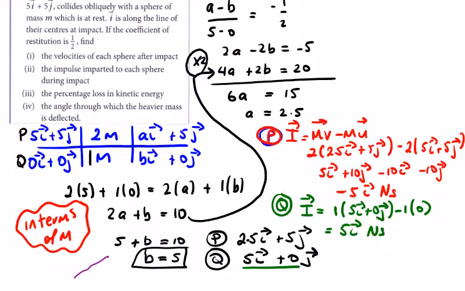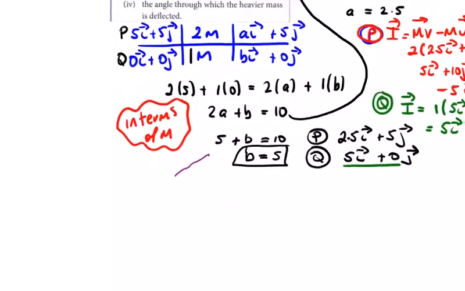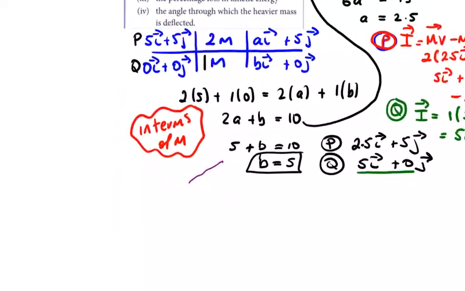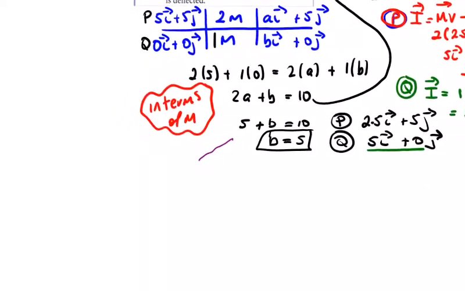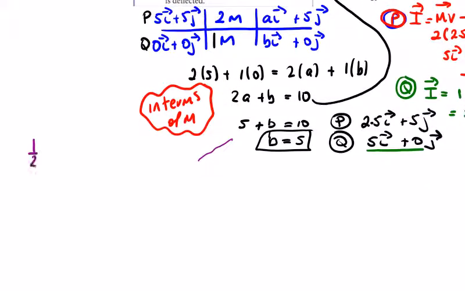So let's come down here a bit. Percentage loss in kinetic energy, just so we can see everything that's going on. So we've got a half mu squared. What do we start with? We start with a half times 2 times the square root of 5 squared plus 5 squared, which is equal to root 50 for its velocity. So root 50 squared is just going to give 50.